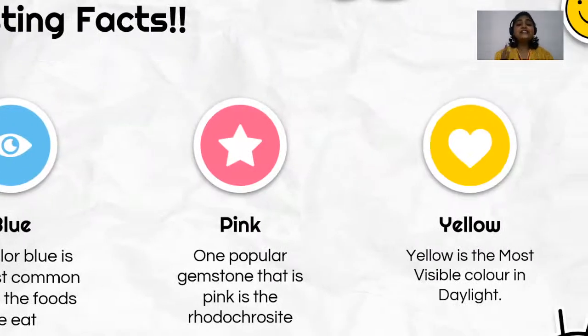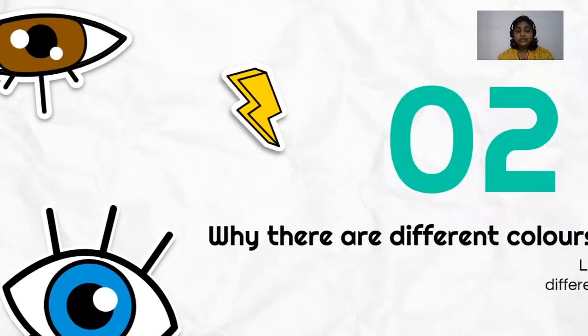Coming to the interesting facts. There are certain interesting facts about different colors, that is blue, pink, yellow. Firstly, let us start with the blue color. The color blue is the very least common color in the foods we eat. Coming to pink, one popular pink gemstone is the rhodochrosite. Moving to the yellow color. Yellow is the most visible color in the daylight. Moving to the next slide.